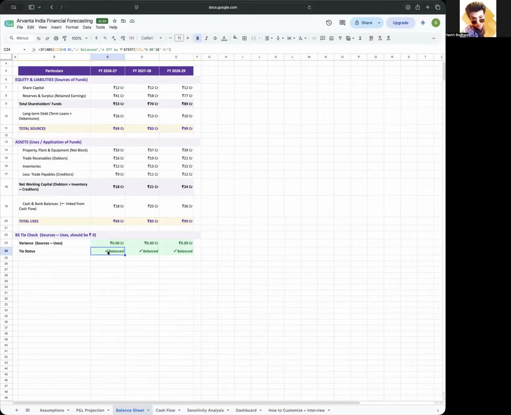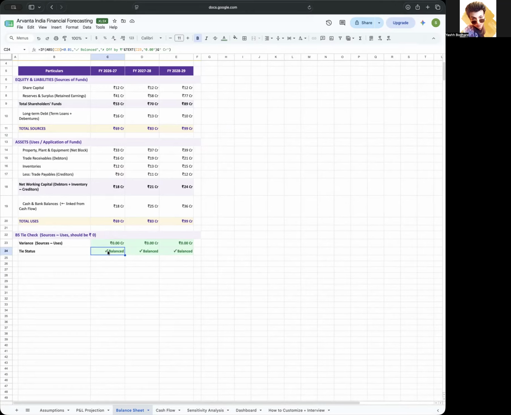As you can see in the tie status formula, we have used the IF statement. So this IF statement automatically checks whether the variance is effectively zero. If the difference is less than 1 paisa, then the model displays balanced. Otherwise, it immediately highlights that the balance sheet is out of balance. This is considered one of the most important quality checks in professional financial models because it instantly identifies broken formulas or missing links.